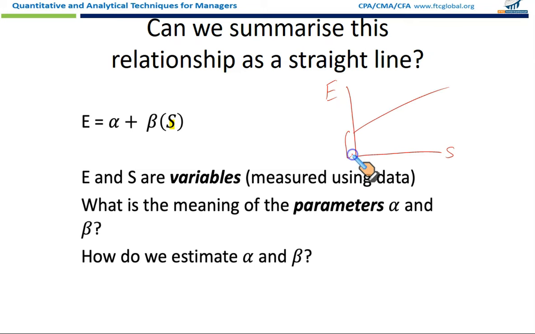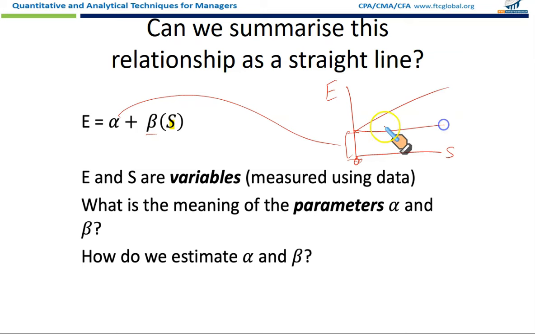This part you see here is called alpha. This is the intercept parameter. It represents the value of E when S is 0. So you may say that it is the baseline level of earnings without any education. If you have no education, this is at least what you're going to earn. So that's alpha. What about this beta?